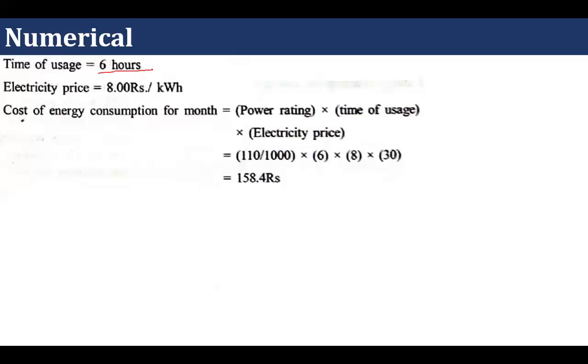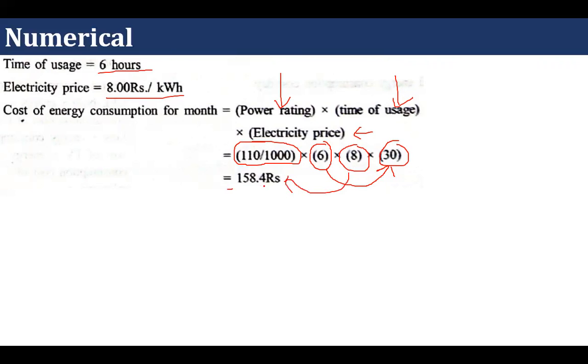Time of usage 6 hours, and this is the charge. So again, power rating multiplied with time of usage, and then electricity price. 6 hours is being used, but we have to calculate the price for 30 days, so we have to multiply with 30 also. So this is the total number of hours for which the TV has been used, and then we multiply the charges, and so finally the cost is 158 rupees 40 paise.